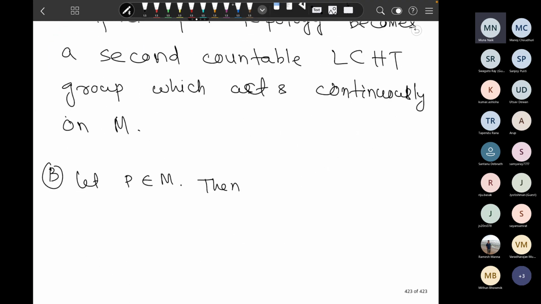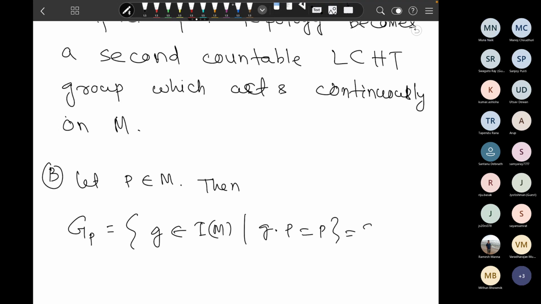Okay, so let P belong to M. Then thanks anyway for that. Then the set of G belonging to I(M) such that G dot P is equal to P, this is the stabilizer of P in G, is a compact subgroup of I(M). This is a very interesting thing.